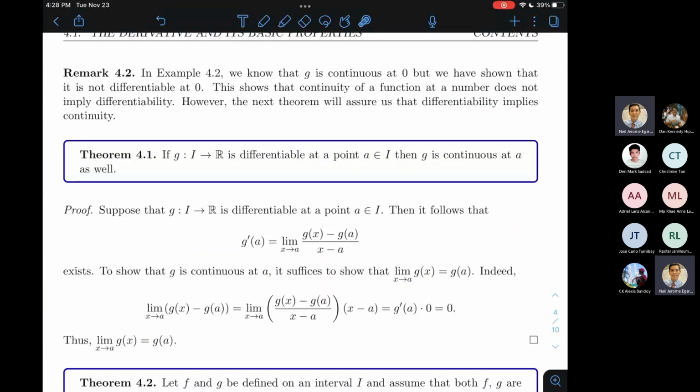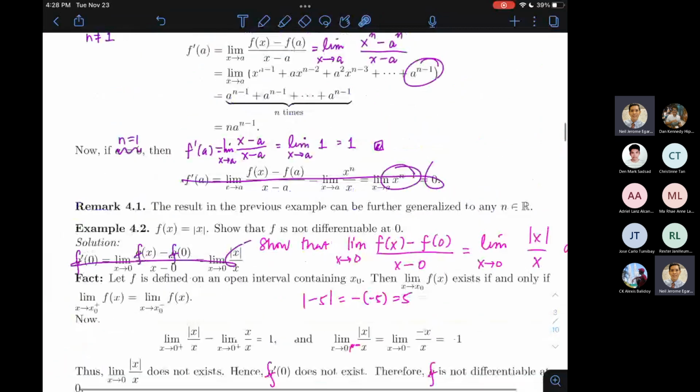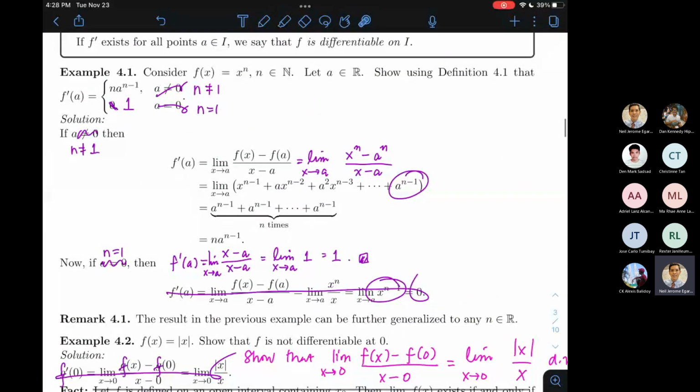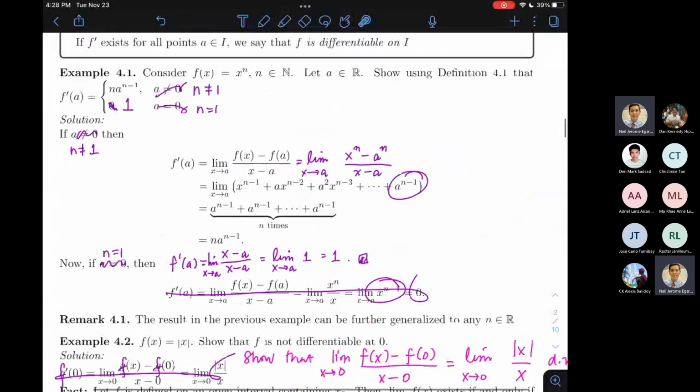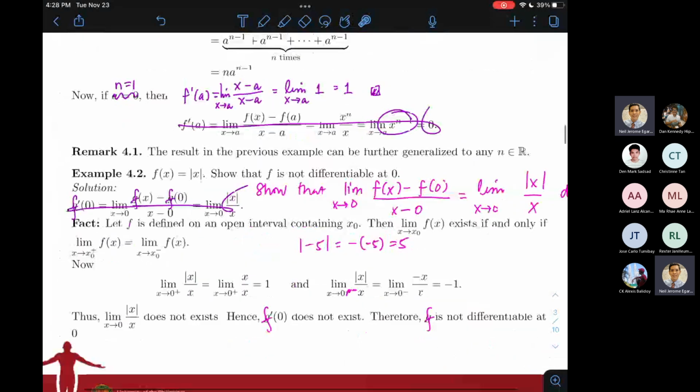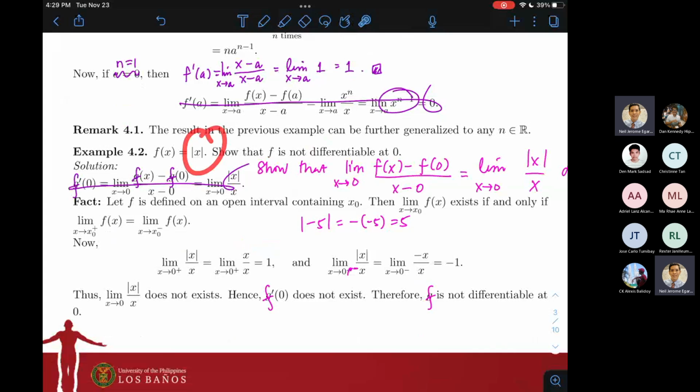Okay. So just a remark. Example, okay. So in example 1, we have a continuous function x to the power n, and we have shown that it will be differentiable. Okay. But in example 2, we have seen a continuous function. Remember, the graph of the absolute value of x is just the V-shaped graph, right? But this is a continuous function, and yet it is not differentiable. So continuity doesn't necessarily imply differentiability. May mga continuous function na hindi sila differentiable.